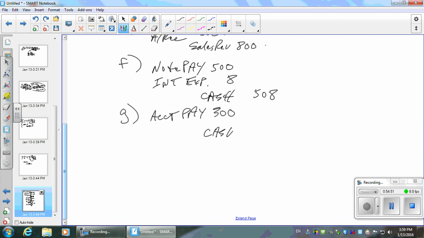Oh, man. It's just too easy once you understand it. It just keeps going, right? All kinds of different assets, liabilities, equity, revenue, expense. All right, let's do H.